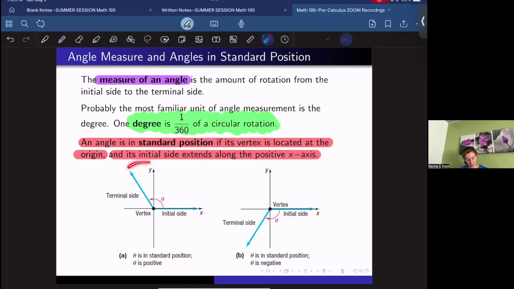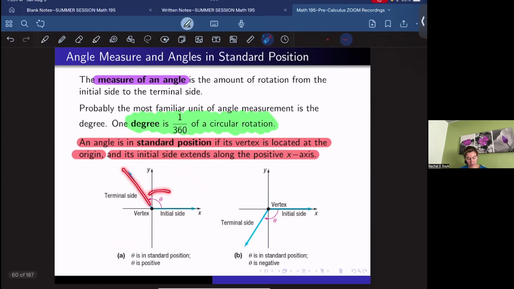So we have some standard position angles here. X-axis stems from origin, terminal side. This angle is in standard position. Once again, x-axis stems from origin, terminal side. This angle is in standard position. This angle happens to be negative, this angle happens to be positive, but they're both in standard position.